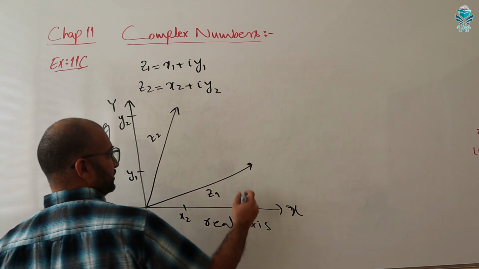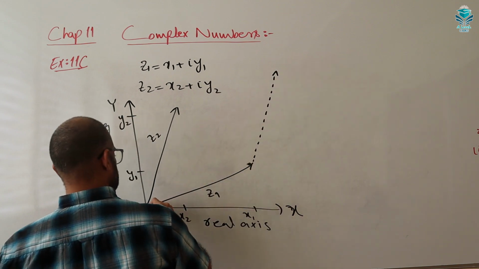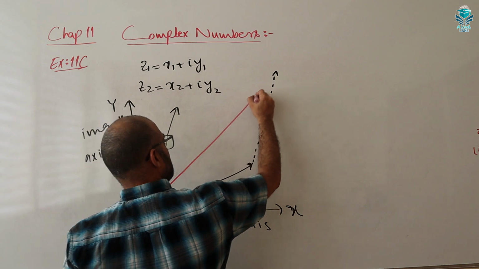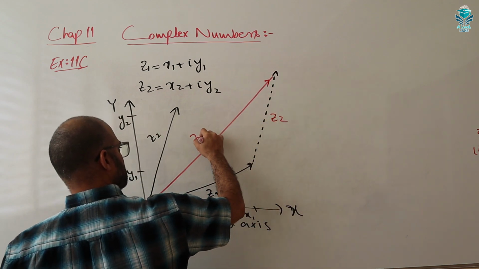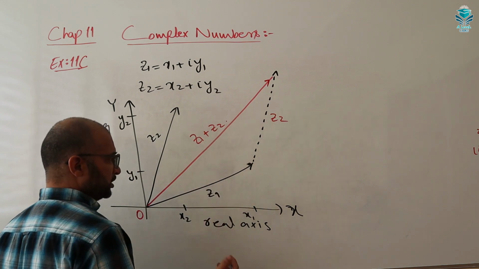If we want to add them, we can place Z2 here and the addition will be from the origin to this point. This is Z2 and you can write here Z1 plus Z2. The addition by head to tail is quite easy.